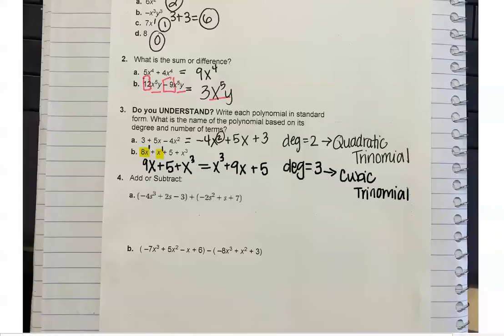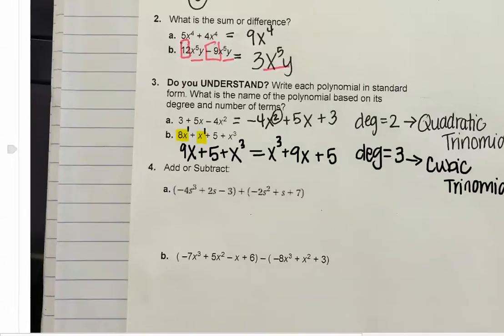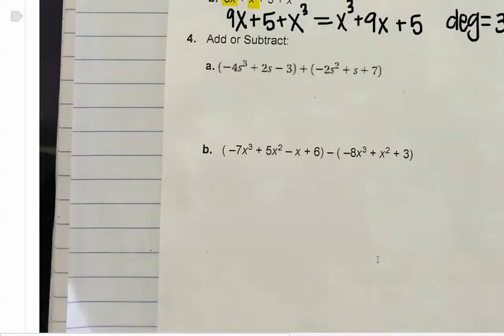Alright, let's talk about adding and subtracting polynomials. Now, we talked about adding monomials, so one term at a time, that have the same combination of variables and exponents. So we can add these together, and if you have a bunch of different terms together, you want to find those like terms and add them together. So let's look at 4. We are doing addition here.